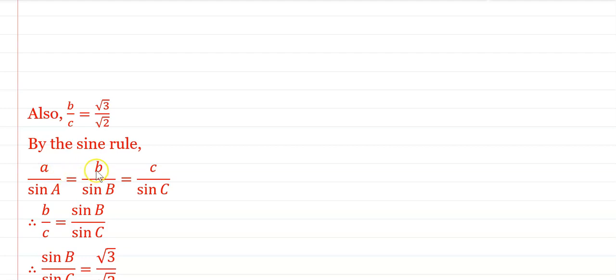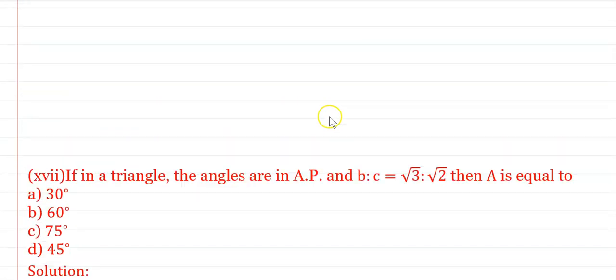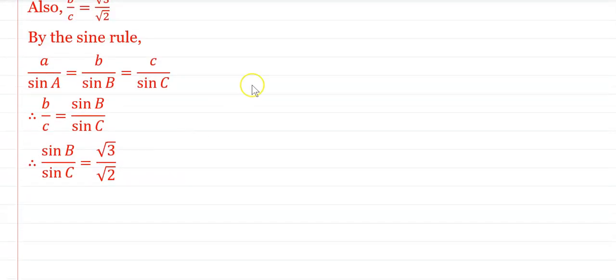First, how can we find out? That is, b upon sin B is equal to c upon sin C. Therefore b upon c is equal to sin B upon sin C. Now here, sin B upon sin C. What is b upon c? It is root 3 upon 2. Therefore I will write here sin B upon sin C is equal to root 3 upon root 2.